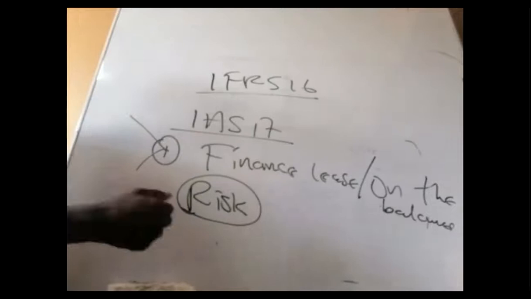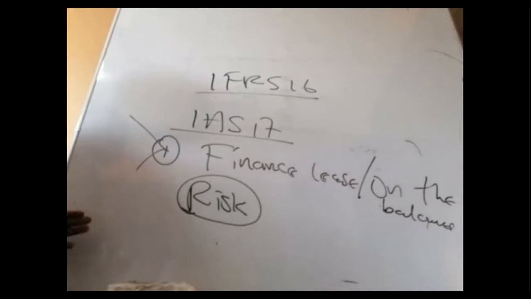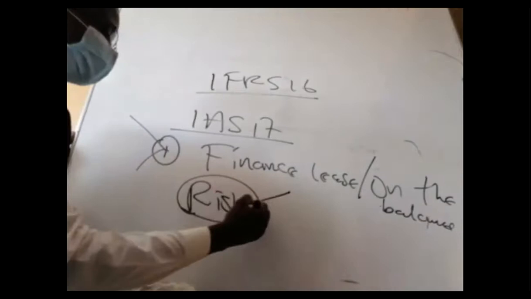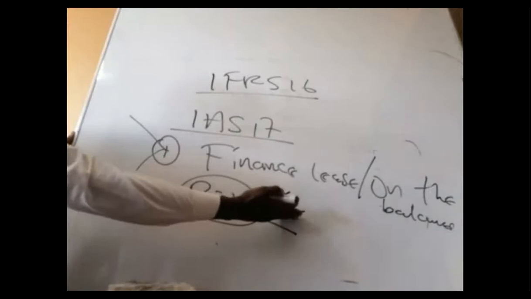If the asset is idle, who will suffer? Like when COVID came, most of the assets were idle, right? Who will suffer in that idle period? If it's the lessee, then it's a finance lease. So you transfer risk if the lessee has to spend the money to insure, repair and maintain the asset. That is the transfer of risk.